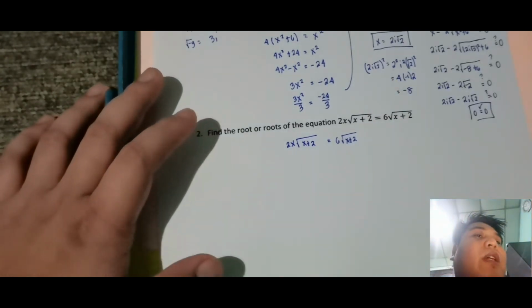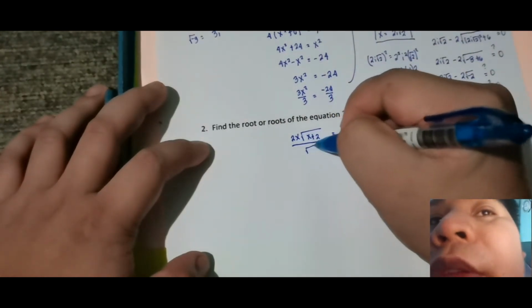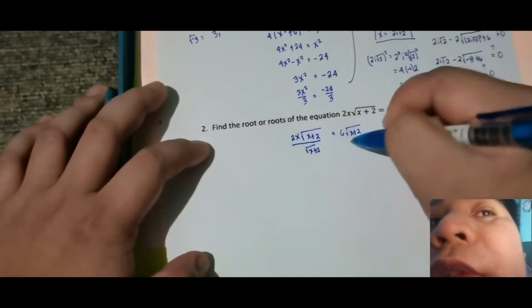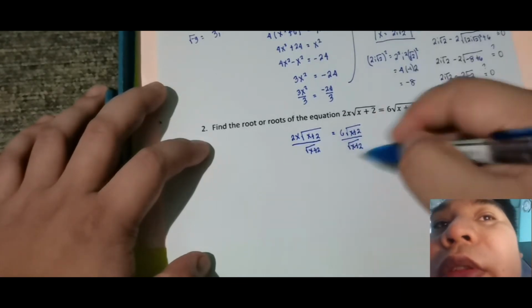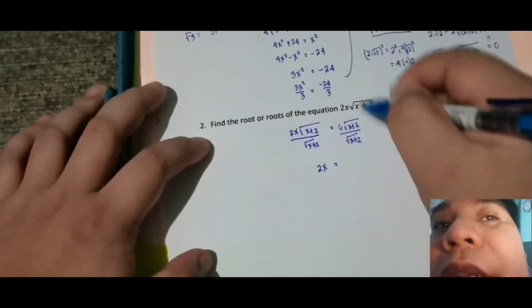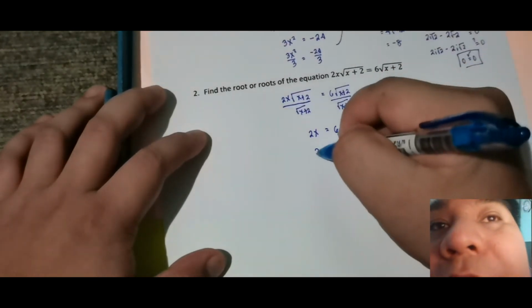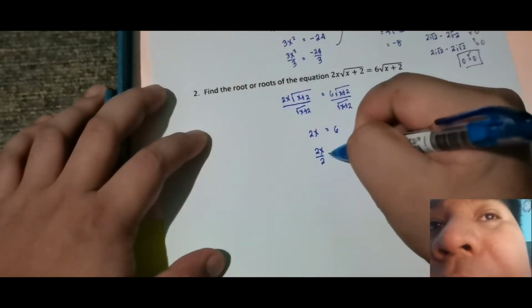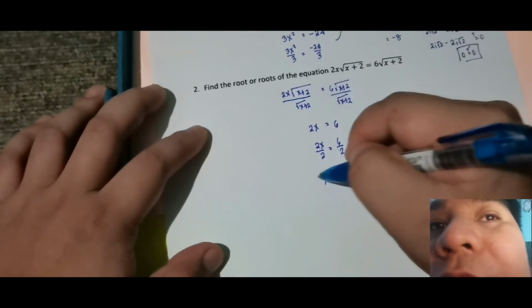Then divide both side by square root of x plus 2. So divide both side by square root ng x plus 2 and divide this by square root of x plus 2. So basically cancel yun. So this is 2x equals cancel din yun. This is 6. Okay, then divide both side by 2. So that is 2x over 2 equals 6 over 2 which is x is equal to 3.